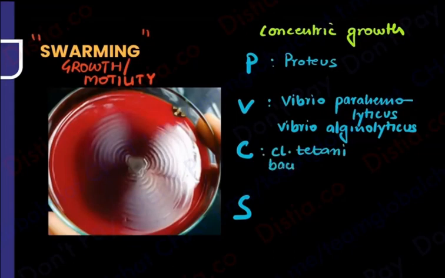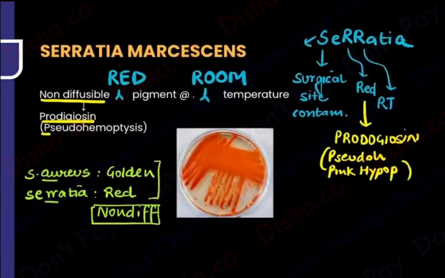Is there any Bacillus with a C? Yes, Bacillus C wala, that is, cereus. Bacillus cereus also shows it. And finally, there is one thing that we just now studied, Serratia. So Serratia also shows you swarming, which means I will finally go back and complete my mnemonic. Serratia shows you swarming, surgical site infections, red color pigment, room temperature. So sounding well? So SSRR for Serratia.